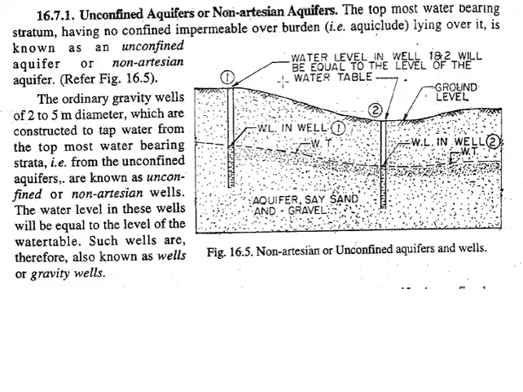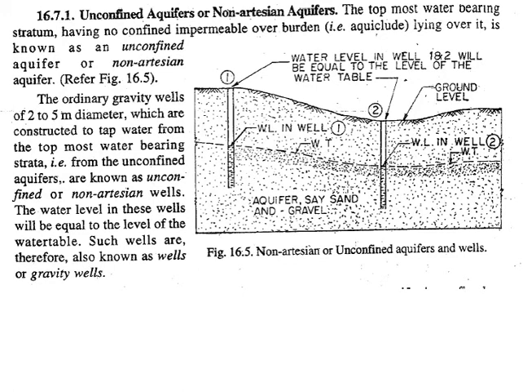Next is the first, unconfined aquifers or non-artesian aquifer. As you can see from this diagram, this is the ground level, and these are the wells that we have dug into the ground surface, and this is the water level. Here we have two wells, well number 1 and well number 2, and this is the water table. Here the water table is equal to the water level in these wells. You can see this is the water level in well 1 and this is the water level in well 2, which is the same as the level of the water table.